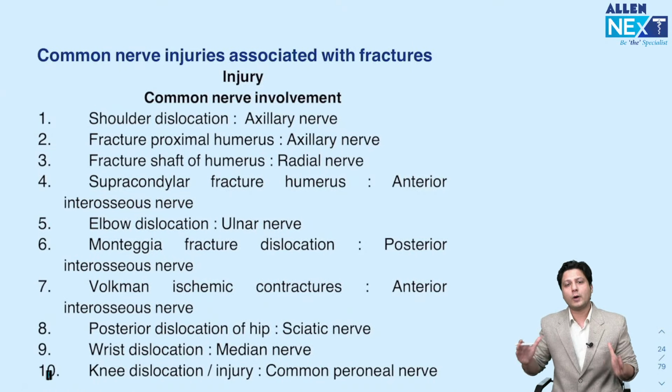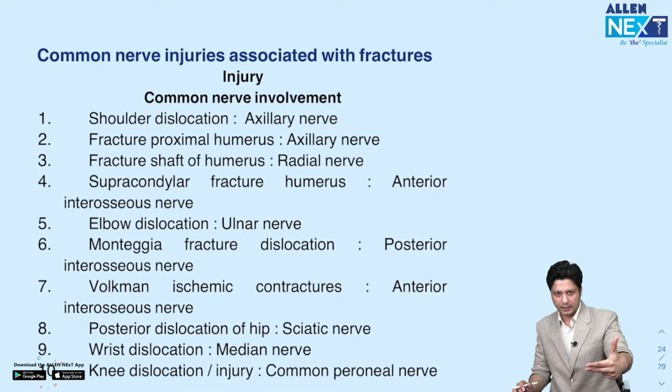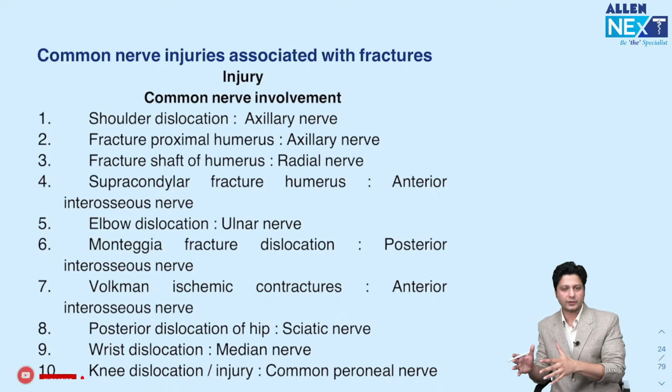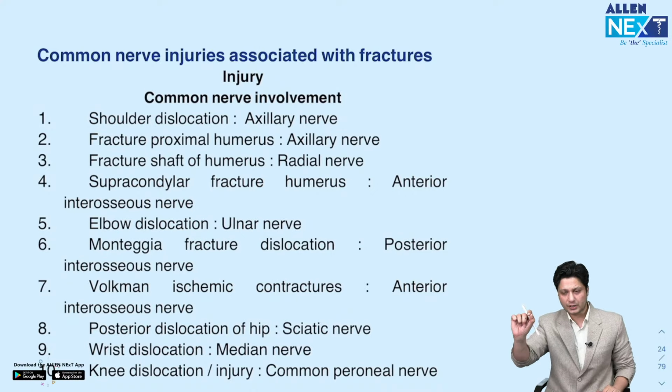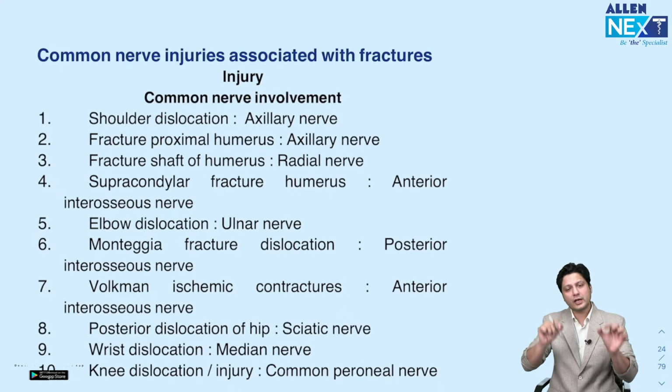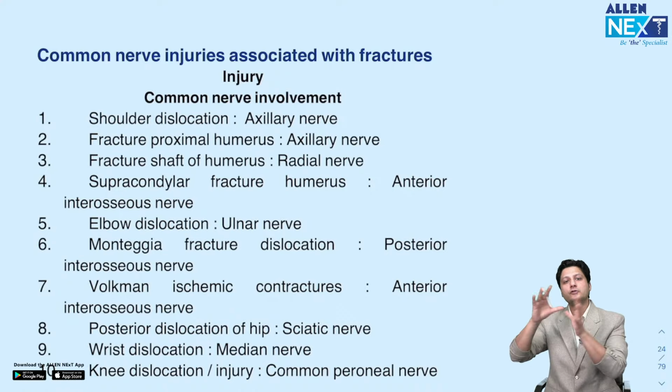Now what all you have to remember, you need not go too much into the details at this point of time for your INI-CET. What you just have to remember related to nerve injury is the anatomical association of a bone with a nerve, that if there is an injury to that bone, then what is the name of the nerve which is likely to get injured. That is point number 1. And second is what are the functions of those nerves.